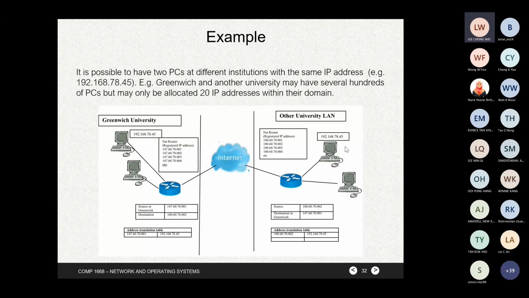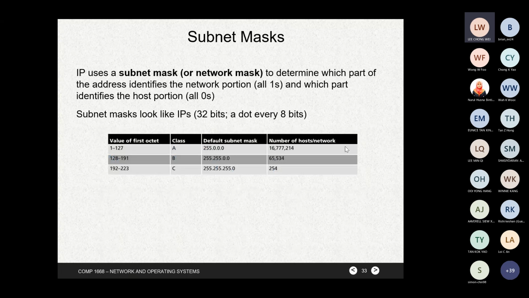Okay, ask me if you have any questions or clarification. Further clarification required. Otherwise, I will assume that all of you understand. Okay, we're going to move on into subnet mask.